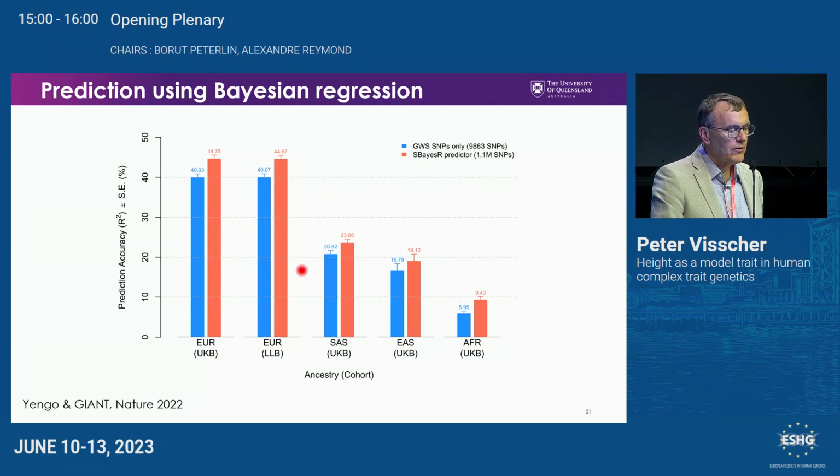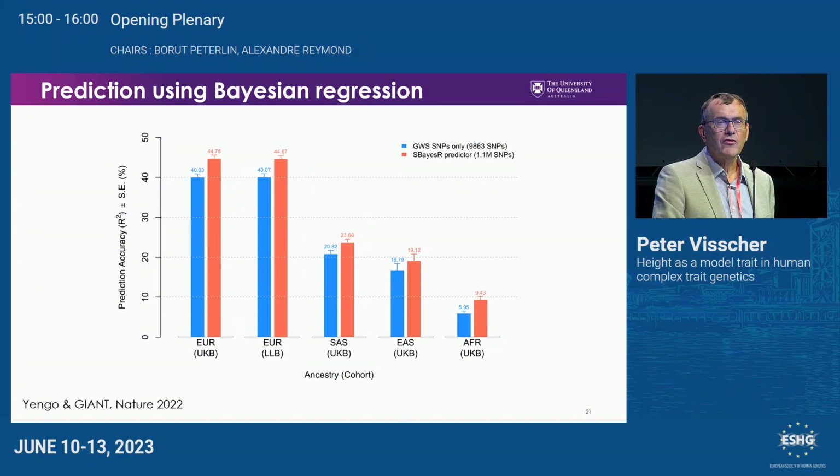And the same happens for other ancestries as well. So there are two things to note here. The red bars are always greater than the blue bars, which means using all the information efficiently in a statistical model is better than just picking the genome-wide significant effects. But also, as reported by many groups in the past, the prediction accuracy in other ancestries is significantly lower than when you look at the ancestry where the variants are discovered. And I don't have time to go into this, but there are a number of good population genetic reasons for that.